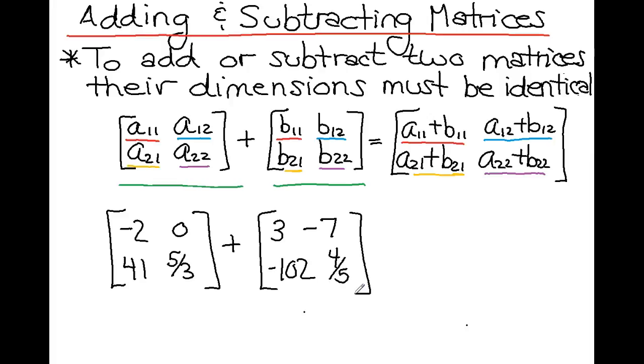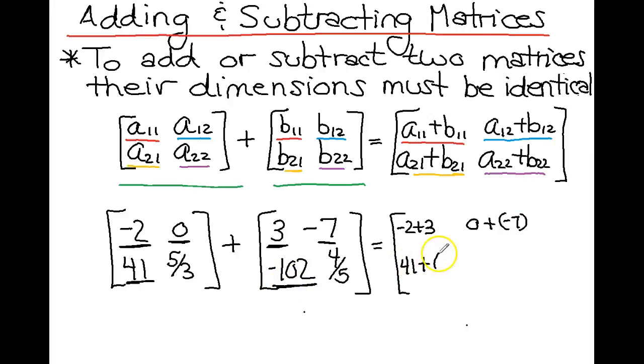Well, I would identify the items that I'm going to add. I start off with row 1, column 1, and I add these two numbers, -2 plus 3. And then in row 1, column 2, I would write 0 plus a -7. And in row 2, column 1, I would write 41 plus a -102. And then row 2, column 2, I would write 5/3 plus 4/5. And then I would just go ahead and simplify.